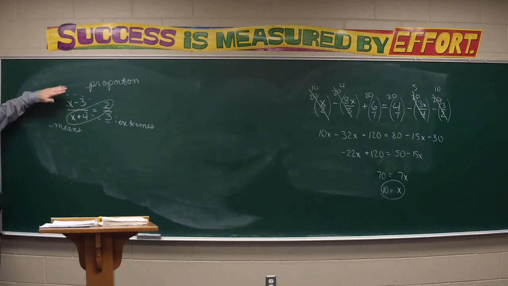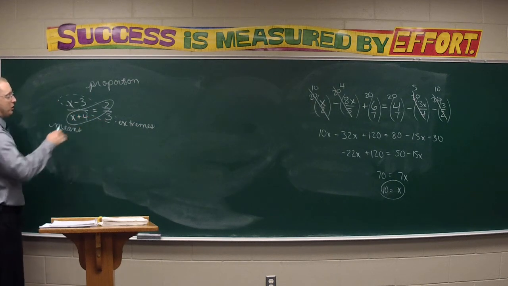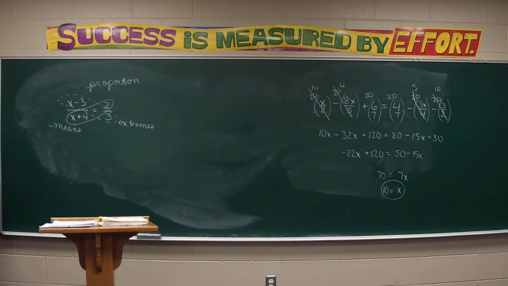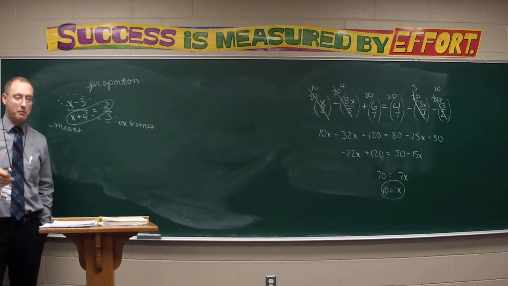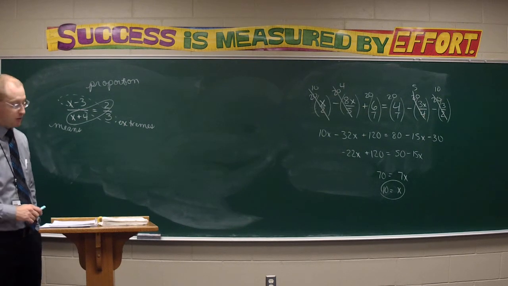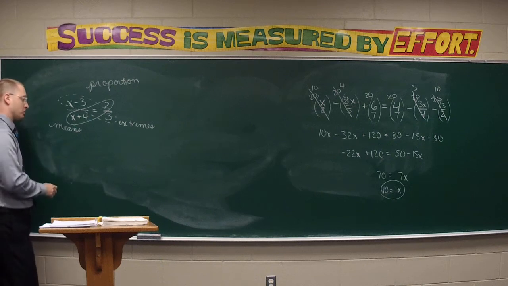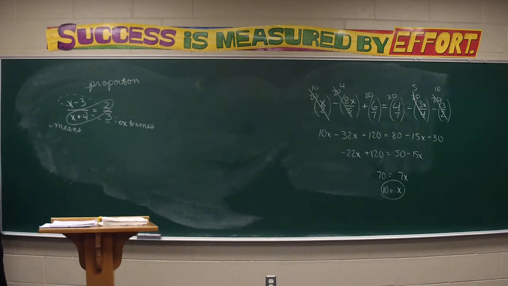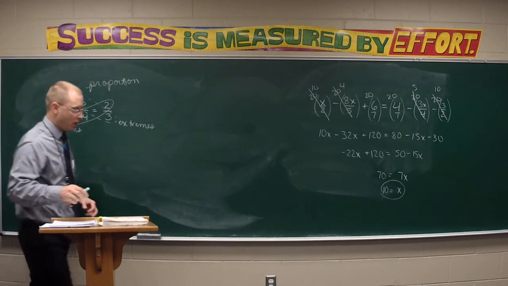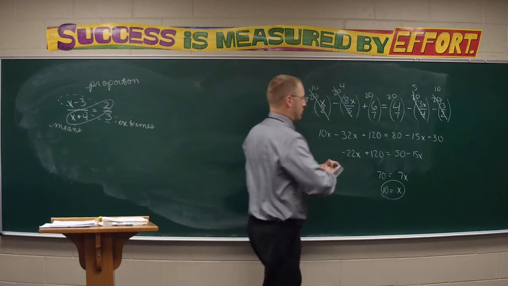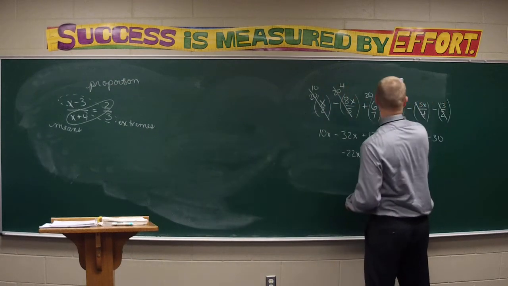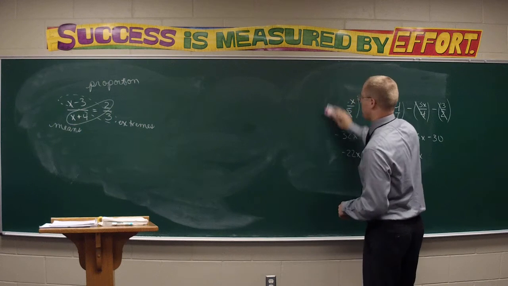The means, if we counted 1, 2, 3, 4, the means are the second and third terms. The extremes are the first and fourth terms. And we know this, that in any proportion, the product of the means equals the product of the extremes. If you'll write that in your notes as well. The product of the means equals the product of the extremes. Again, that should sound very familiar to you from years gone by.